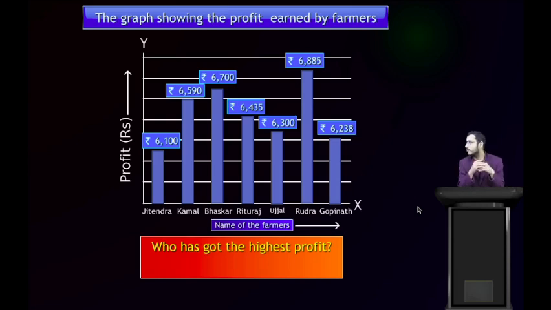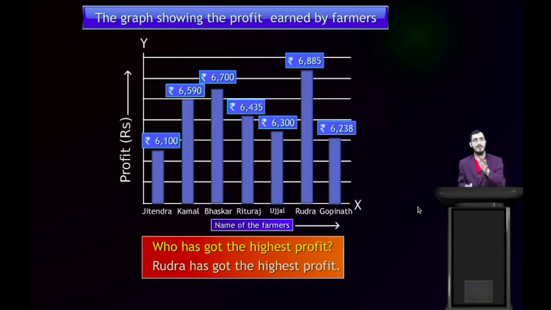The graph showing the profit earned by farmers. Now here we are forming the graph, the representation of data in graph form. Now tell me who has got the highest profit? 6885, that means Rudra. So Rudra has got the highest profit.